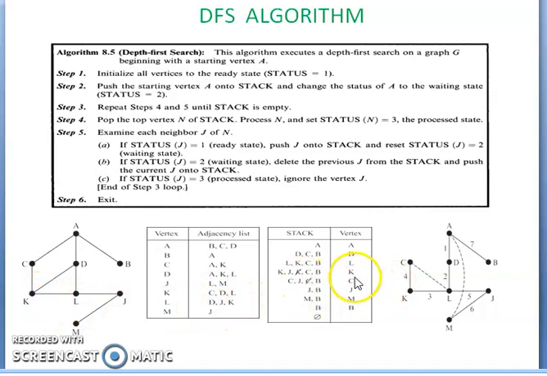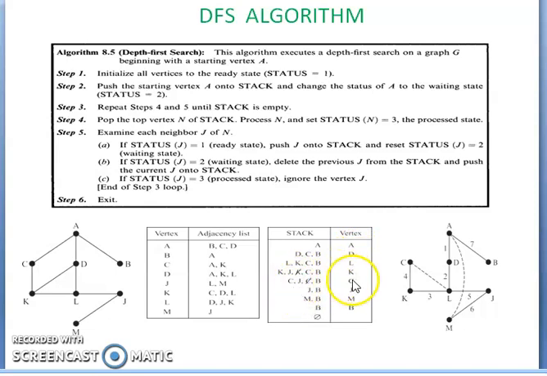The next neighbors of K are D, already processed, and L, also already processed. Only one thing remains, C. That C must be removed from the stack and placed on top of the stack. Now the top of the stack is C. Pop it and process it. So the vertices processed so far are A, D, L, K, C.